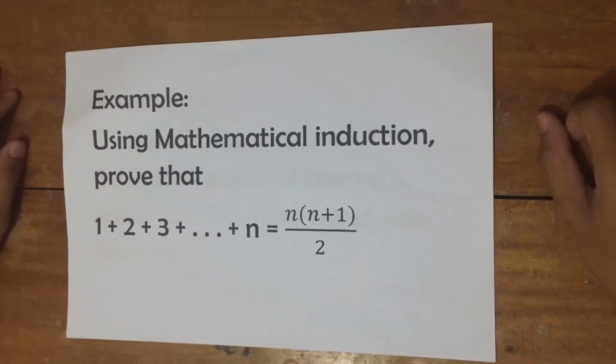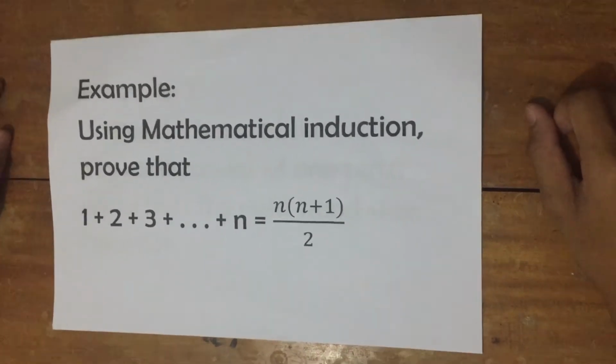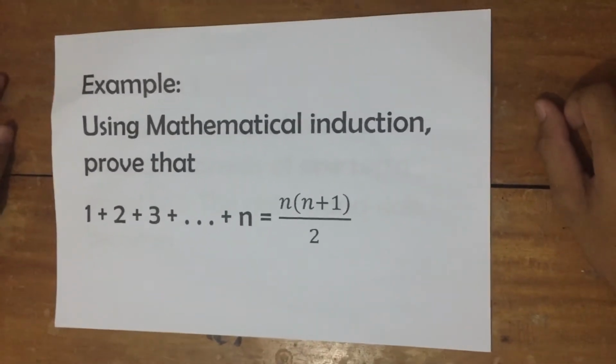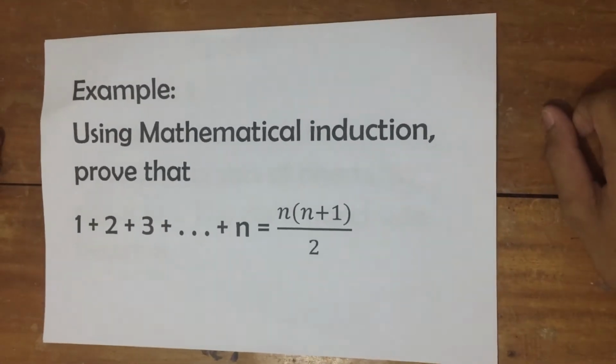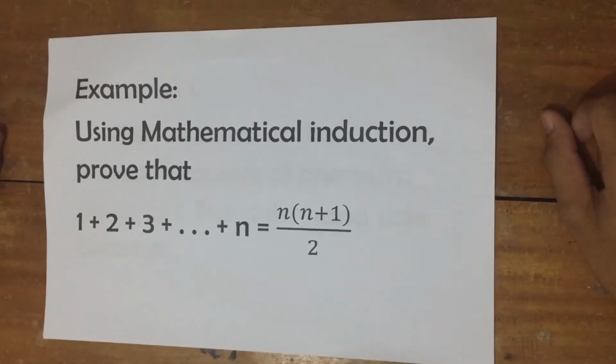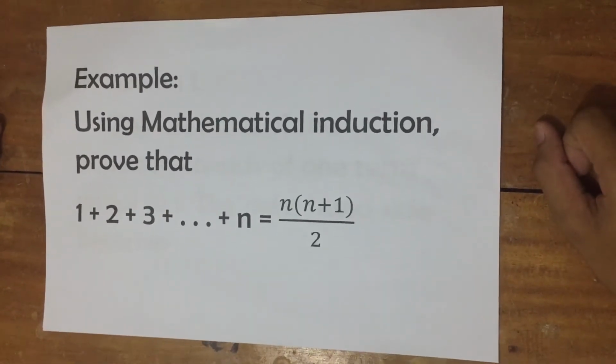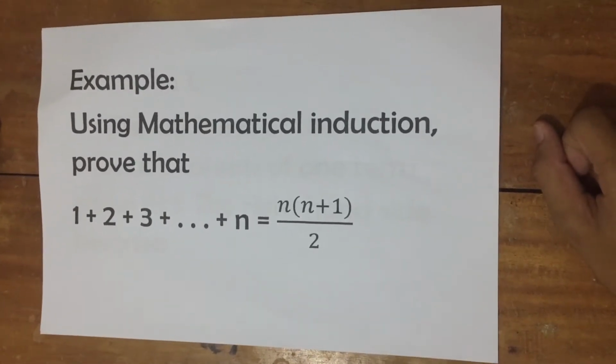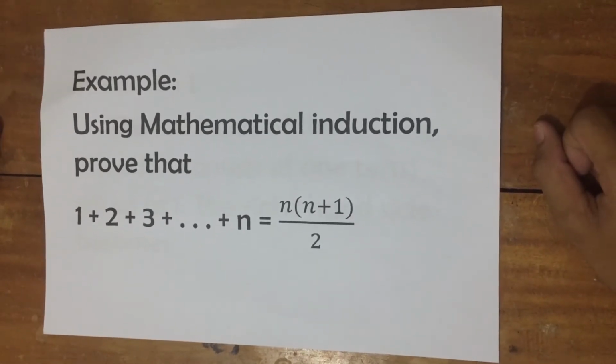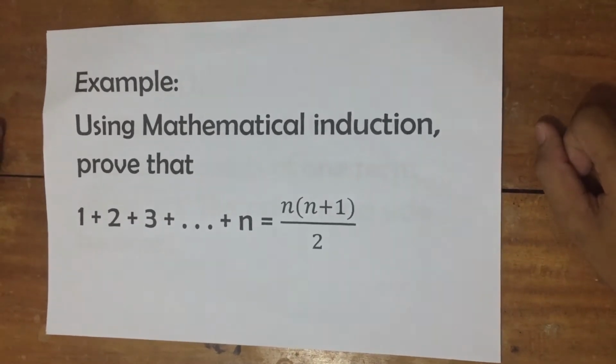Let's take a look at some examples of proving summation identities with the use of the principle of mathematical induction. Example: using mathematical induction, prove that 1 plus 2 plus 3 plus ... plus n equals n times quantity n plus 1 over 2.